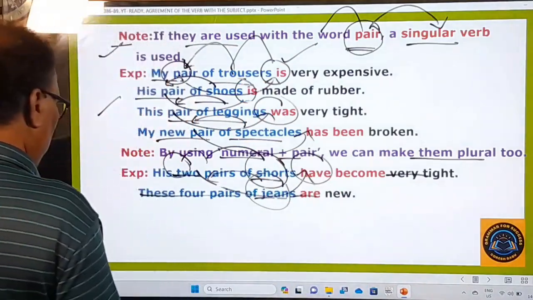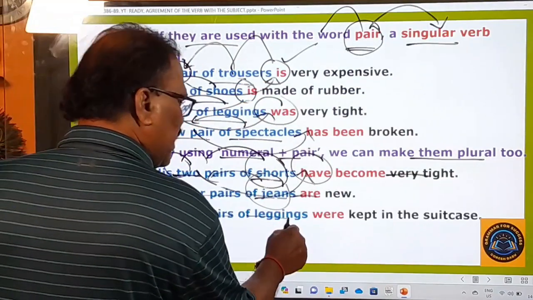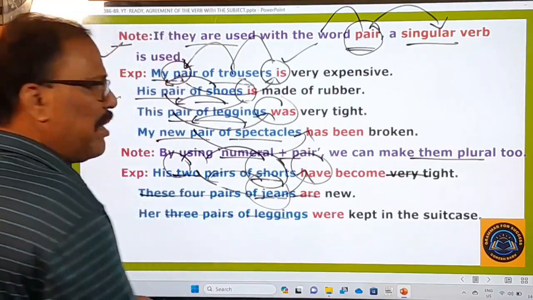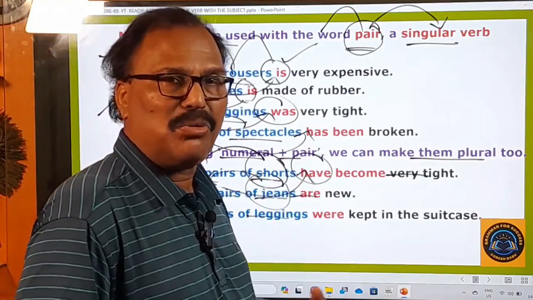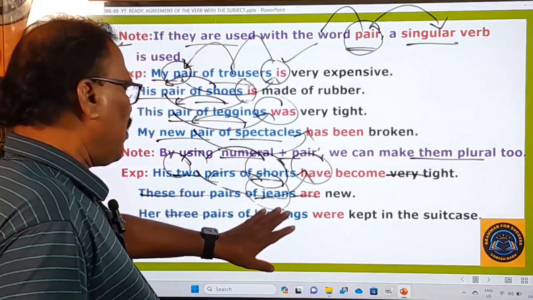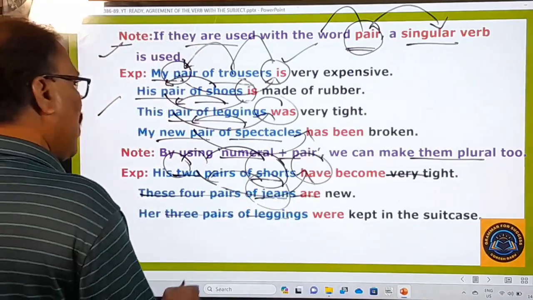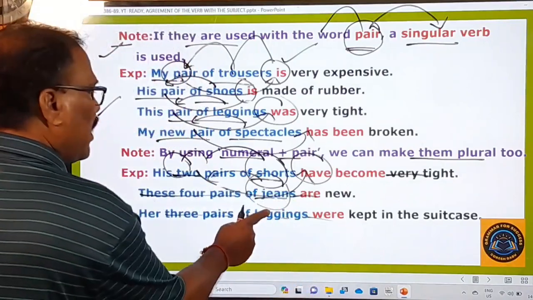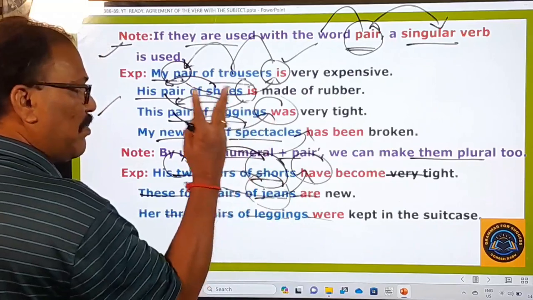Yes. One more example here I would like to give you. Her three pairs of leggings. Don't say my three leggings are very short. My three leggings are loose. Don't say like that. Don't use it directly. Leggings, of course, it's a plural word, but don't say like that. Three pairs of leggings were, because you are making it plural now. Three pairs of leggings, that means three items.